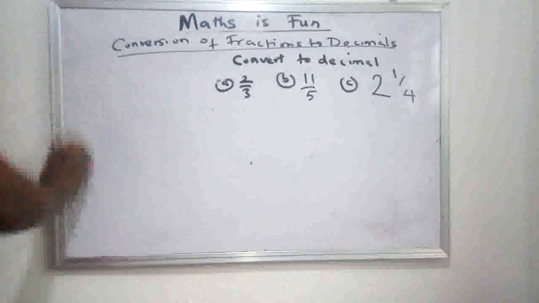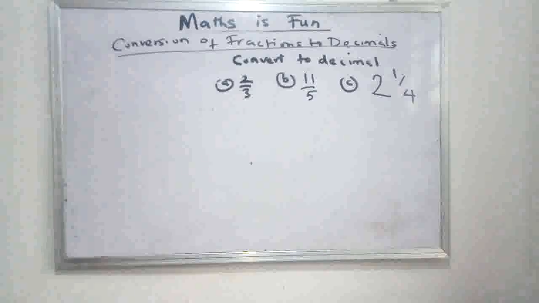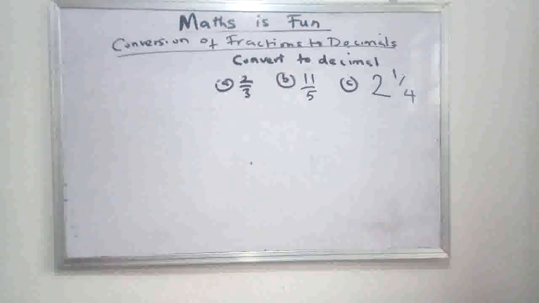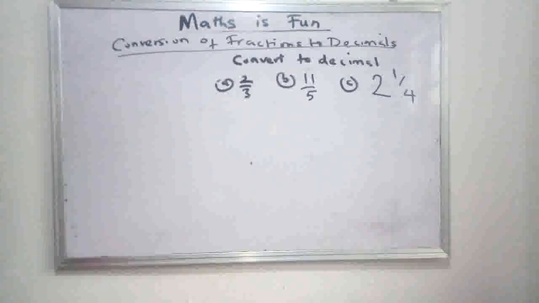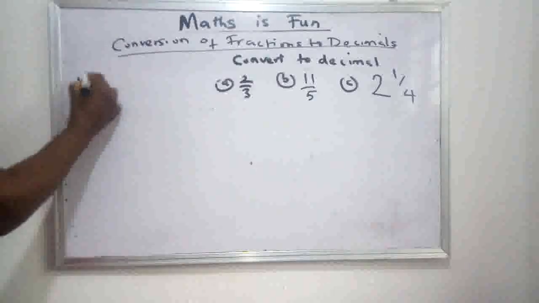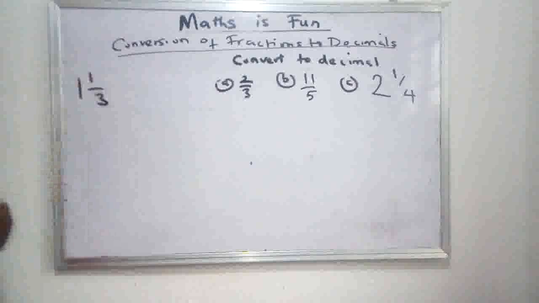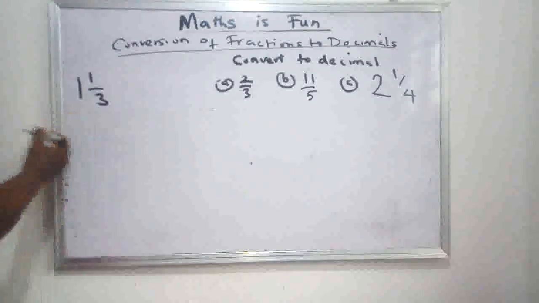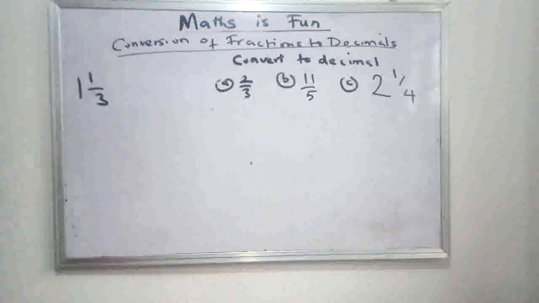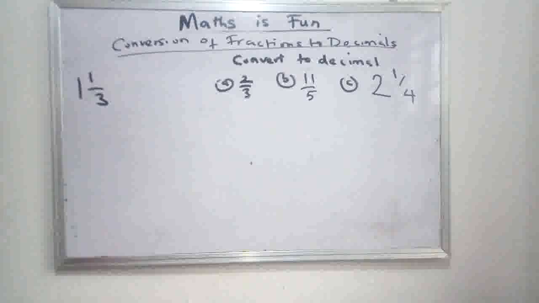Then we also have the one we call the mixed fraction. That one appears with a whole number and a fraction by the side. So you can have something like this: 1 whole number 1/3. Here the whole number is this big one, and then the fraction is the 1/3 by the side.